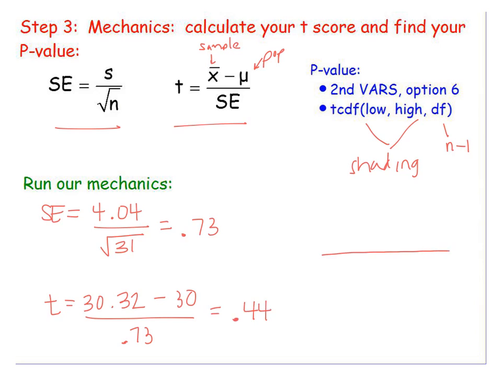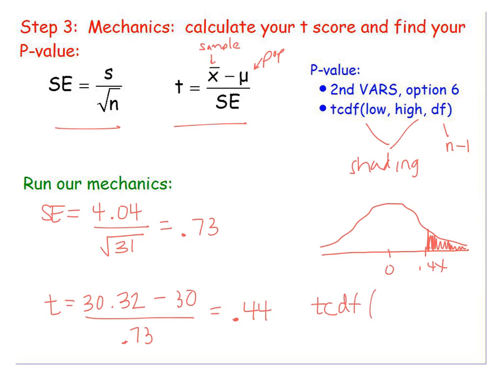So if we think about a picture, because we have to know how it's shaded in order to use our calculator: 0 is in the middle, 0.44 is over here. Our alternative hypothesis was a greater than problem because we want to know if the speeds were exceeding the posted speed limit. So we are shading to the right. So now is when you're going to need a graphing calculator. Press second vars, go down to option 6. So you're looking at TCDF that looks just like that.